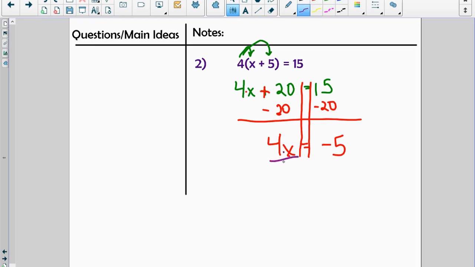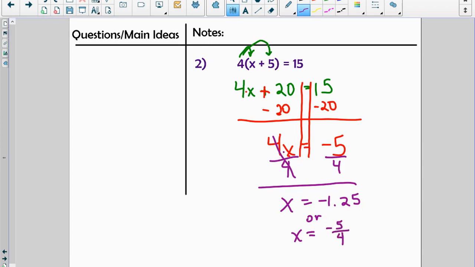Next, I want to undo that multiplication. So I divide by 4 on each side. And I'll get x equals, it looks like we're still going to end up with a decimal answer. And you know what? That's okay. If we divide that out on the calculator, we get negative 1.25. If I didn't want to divide that out on a calculator, I could leave that answer as an improper fraction, negative 5/4. As long as I reduce the fraction, it's okay to leave it that way. Either answer is fine. You don't need to do both.